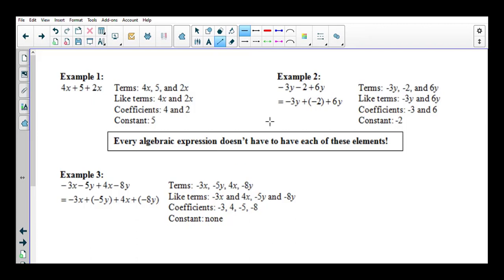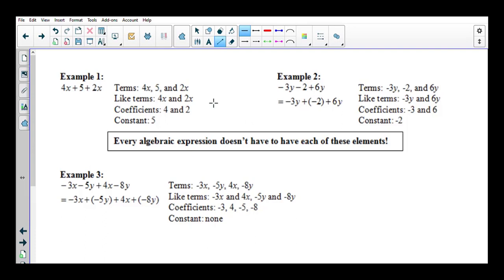We will do some problems together, though, on the back of this page in just a moment. I want to stress a couple of things, though. First off, every algebraic expression doesn't have to have each of these elements. For example, this expression in example 3 does not contain a constant, and that's certainly possible. We'll also see an example today where you will not have any like terms, and that also can happen.